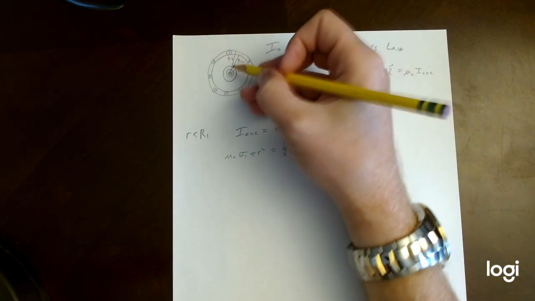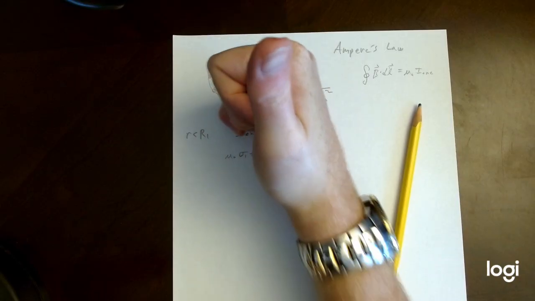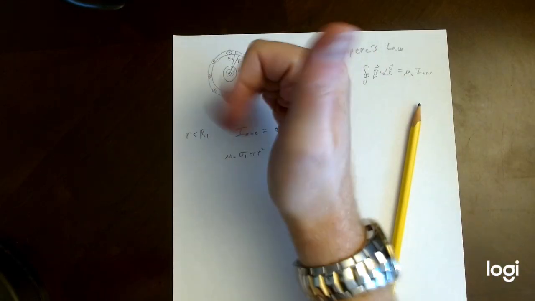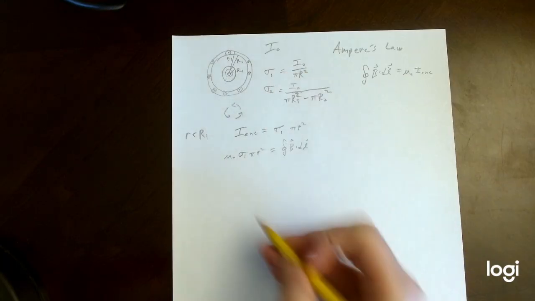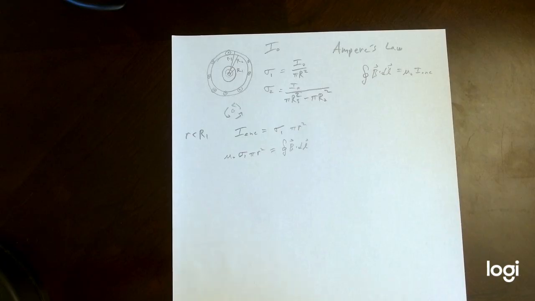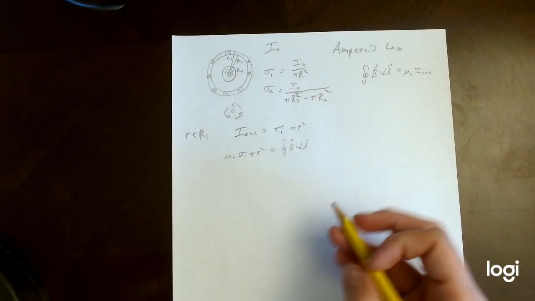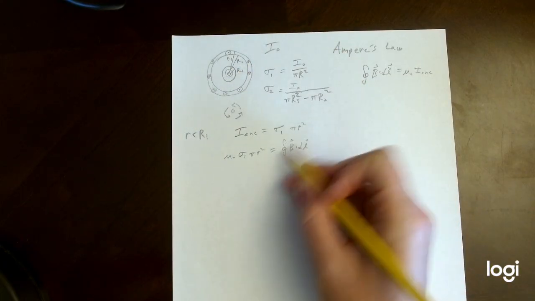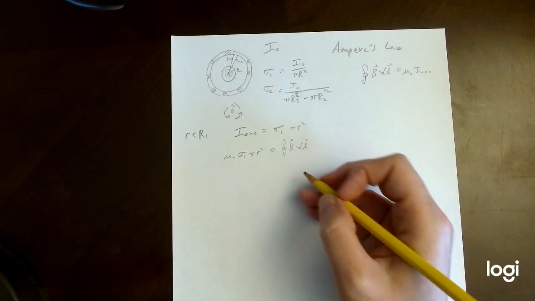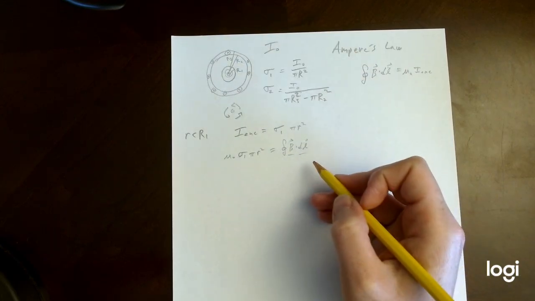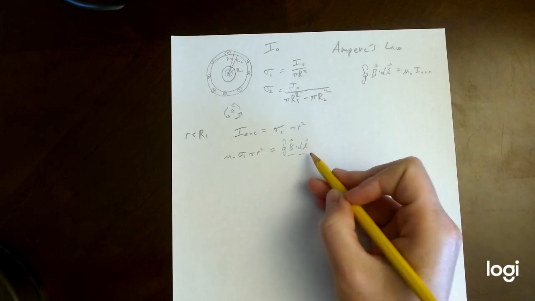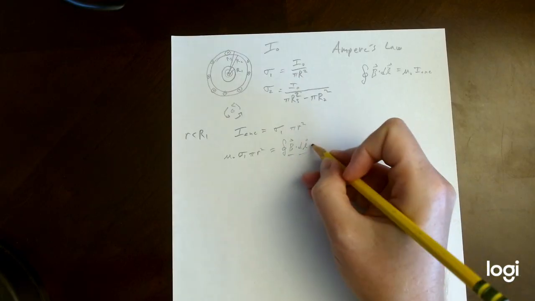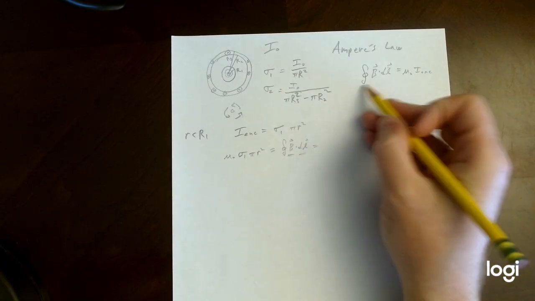And we know that if I have the current coming out of the page, the B field is going to be wrapping counterclockwise around that current, and so we know the direction. So if I integrate my line integral counterclockwise around that circle, B and dl will always be aligned with each other, and B will be a constant value everywhere along that loop, and so that's one piece.